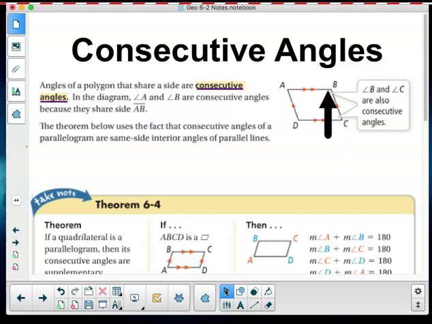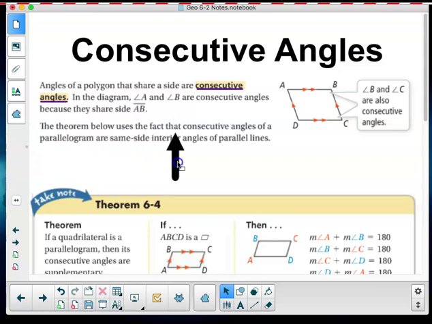This is the side we're sharing, angle B and C are consecutive. This is the side we share, C and D are consecutive. If this is the side we share, D and A are consecutive. So that's the definition of consecutive angles. In the diagram, A and B are consecutive angles because they share a side, segment AB.